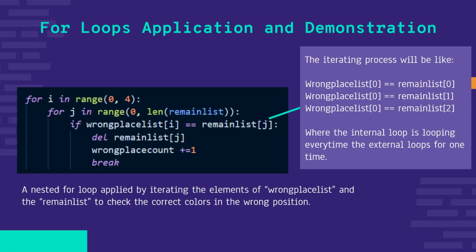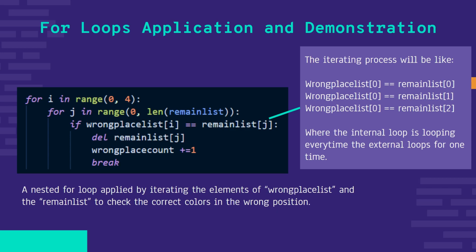One of the loop processes that this program has applied is for loops, and the for loop is used in this program to iterate through two lists, wrong place list and remain list. In this process, the iterative process will work like this, where the first for loop will go through the first index of wrong place list using the variable I as a reference, and the second loop will go through all of the items in the remain list variable using the J variable as a reference.